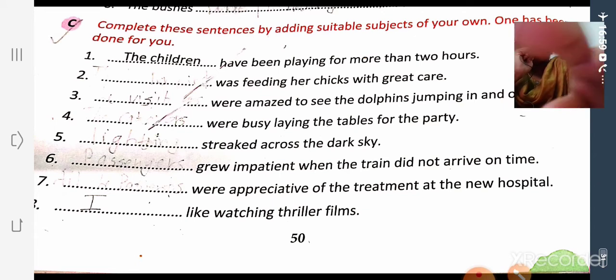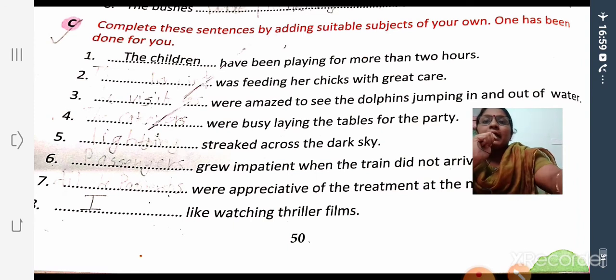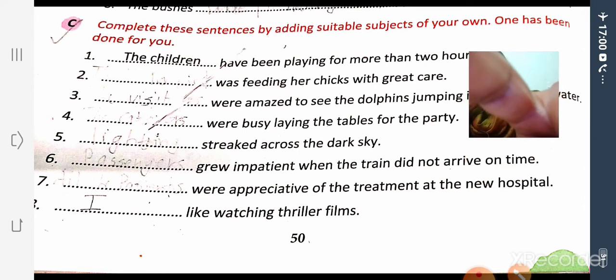Then, dash were amazed to see the dolphins jumping in and out of the water. The visitors were amazed. Dash were busy laying the tables for the party. The caterers were busy. Dash streaked across the dark sky. Lightning. Dash grew impatient when the train did not arrive on time. The passengers grew impatient. Dash were appreciative of the treatment at the new hospital. The patients were appreciative of the treatment.